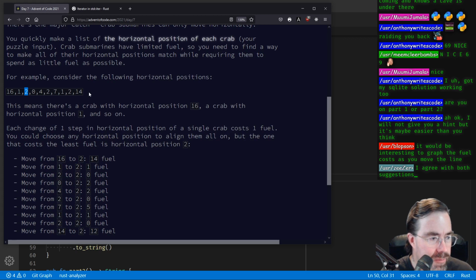It'd be interesting to graph the fuel cost as you move the line. I think that's the algorithm. The tricky parts are going to be how we handle the left and the right, because when you have a second 2, now I have to remember that there are 2 2s and all that.